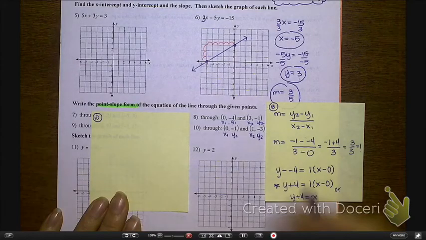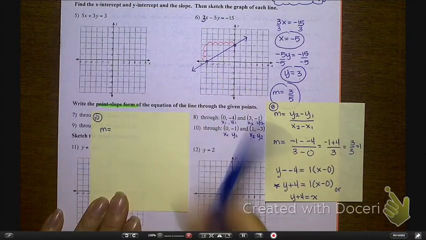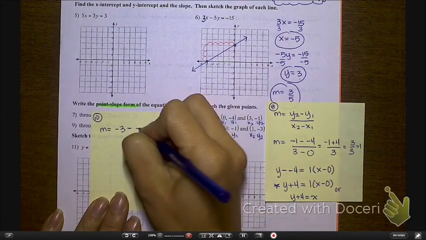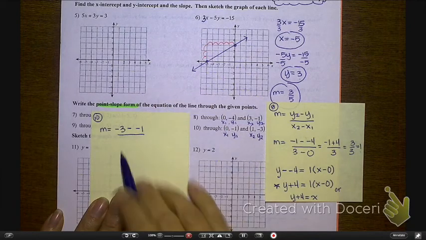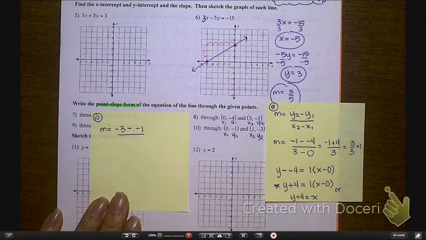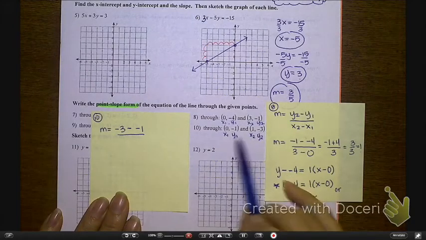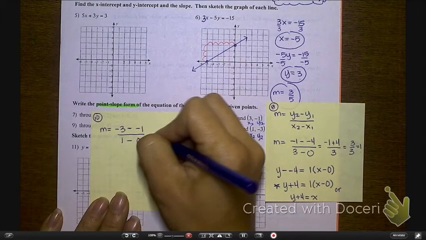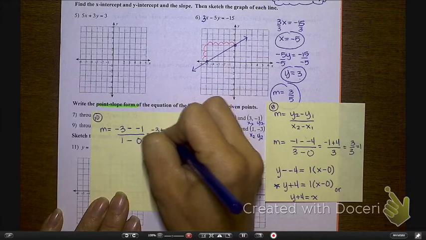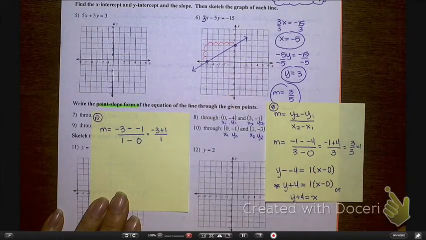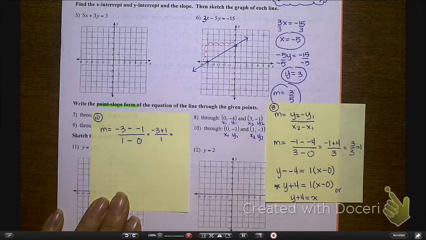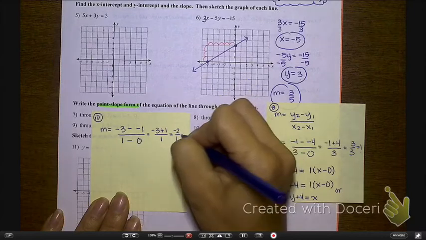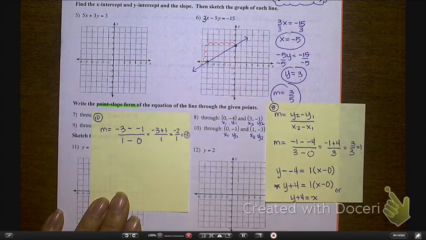Okay, so let's check your work. For our slope, we should have plugged in y2, which was -3, minus y1 was -1. So on the top, we should have -3 minus -1. Is that what you guys got? Okay. On the bottom, we should have x2, which was 1, minus x1, which was 0. So now, this turns into -3 plus 1 over 1. What is -3 plus 1? -2 over 1. What's -2 over 1? -2. Okay, so there's our slope.